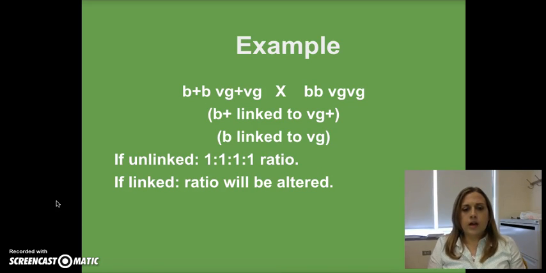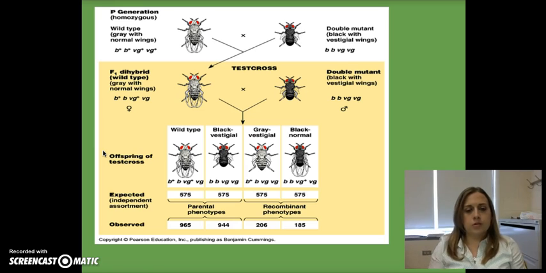So here we're looking at, again, another fruit fly example. And so here we're looking at body color and wing type. And so we've got body color, so white or black, and then you also have vestigial or normal wings. And so what we have here is that the wild type for color and wing type is linked together, and then the recessive color and wing type are linked together. So if they were unlinked, you would expect to see a 1-to-1 to 1-to-1 ratio. If they are linked, then the ratios will be altered.